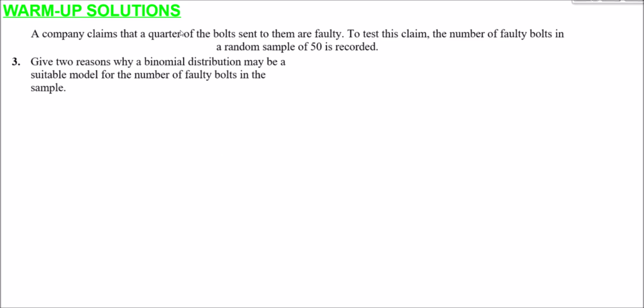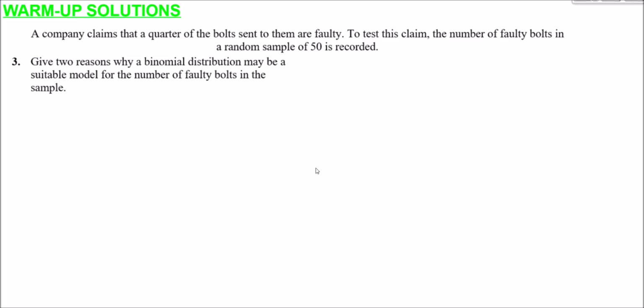I'm going to give you 4 possibilities. My suggestion is the first 2 of these 4 are by far the most relevant. I'm going to give you the last 2 of 4 just to remind you of the total number of things you could say for a distribution being suitably modelled by a binomial distribution.